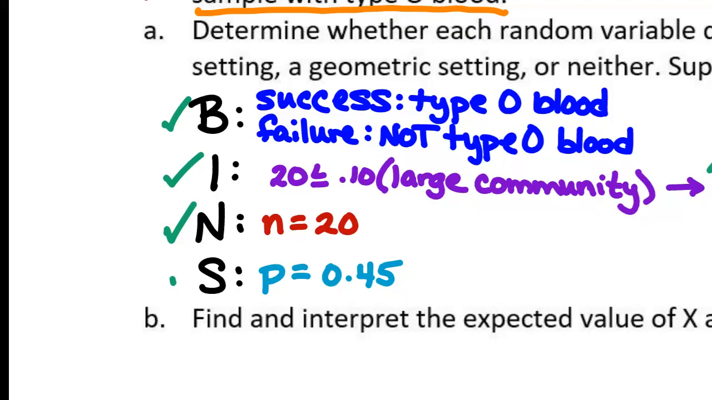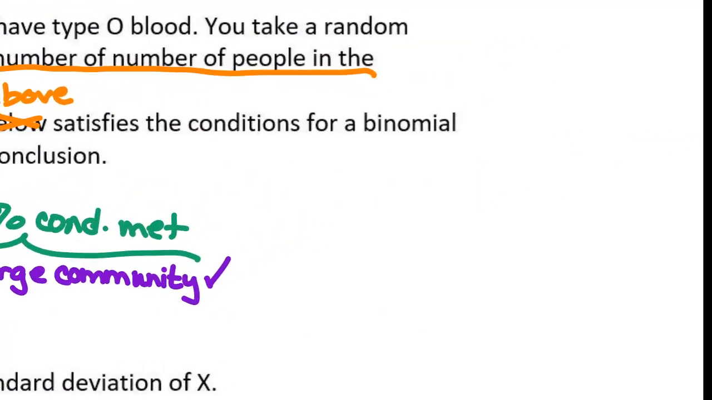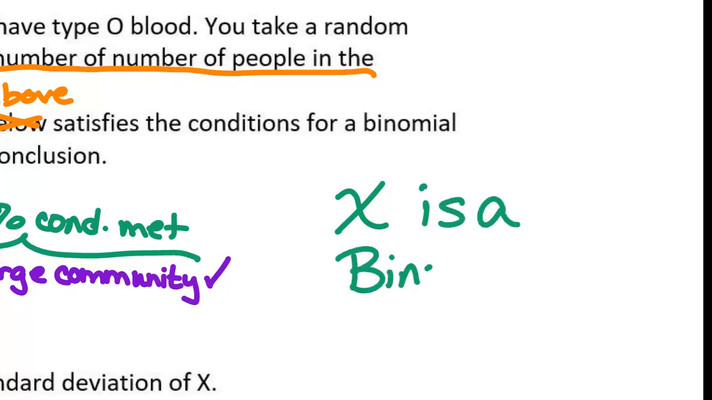All right, we have N, we have P. So, is this binomial? Is this geometric? Or is this neither? Binomial. Why is it not geometric? We are not taking samples until we find the first person with type O blood and then stopping. I'm going to pick 20 people. If I don't get anybody with type O blood in that 20 people, that's just the luck of the draw. I'm done at 20 people. So X is a binomial random variable.